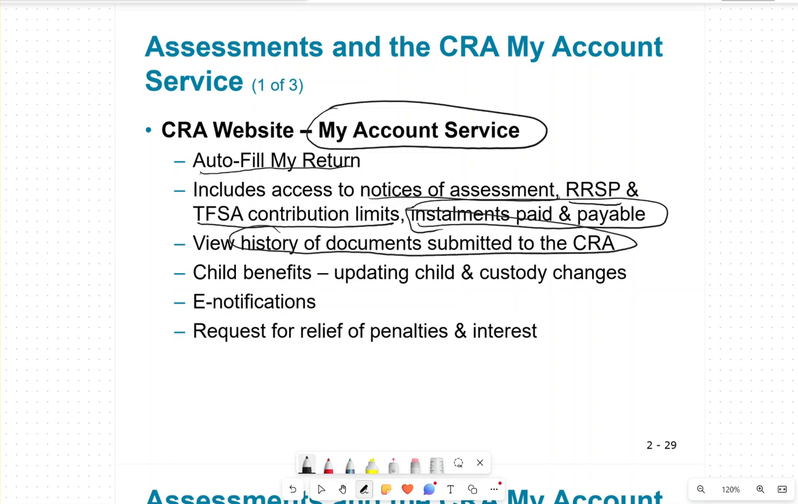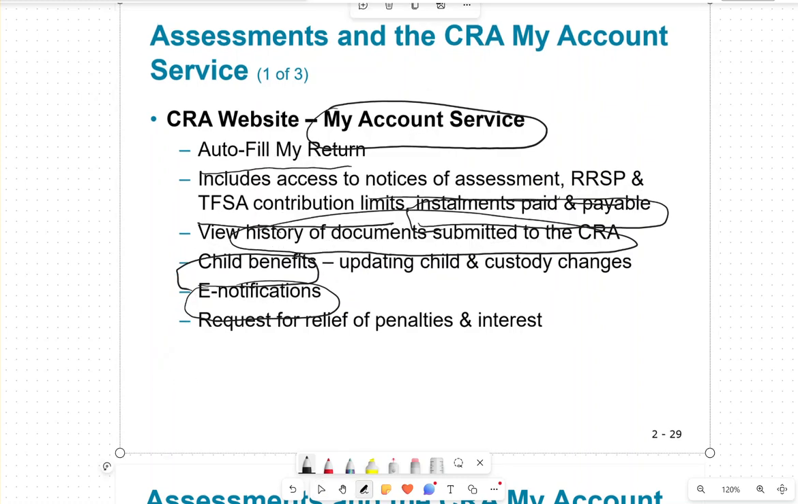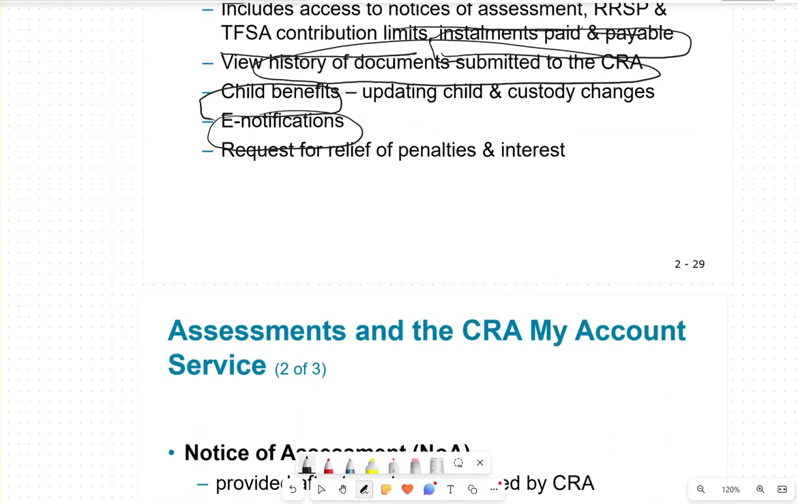If you requested to not have paper filing, you are going to get all the notices through e-filing, e-paper. Then you have to go to My Account and do it. If you want to know how much child care benefit you're getting, you could go to My Account and do it. Any e-notification will be given to you if you owe money.